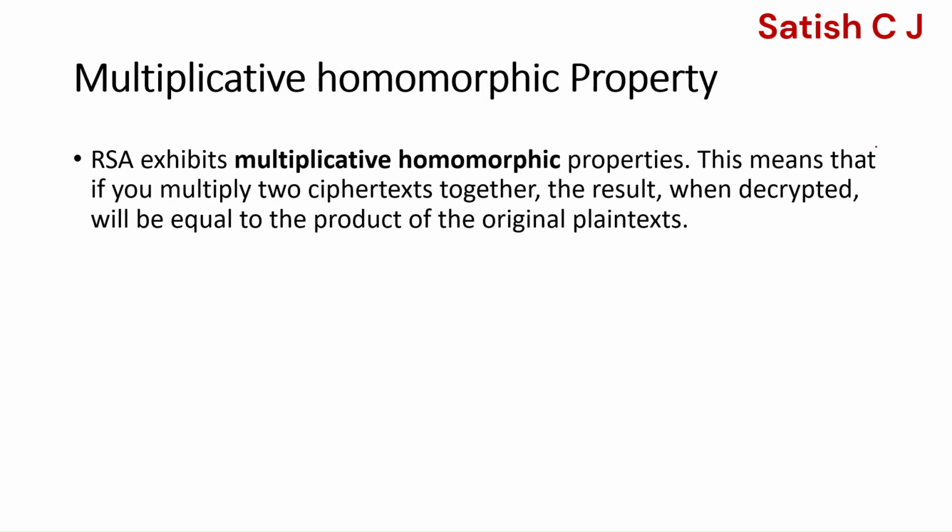So what is the multiplicative homomorphic property? What it actually means is that if you multiply two ciphertexts together, as I explained in the previous slide, the result when decrypted will be equal to the product of the original plain text. Here we are going to use the RSA algorithm, and we are going to take two plain texts, say M1 and M2.